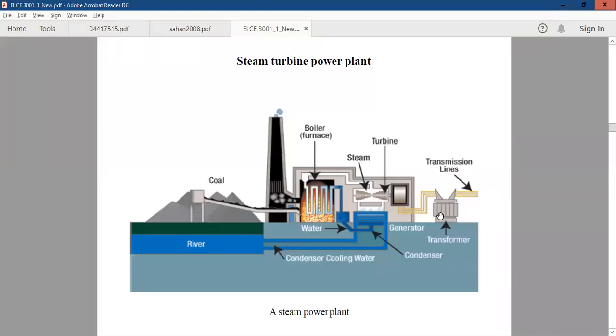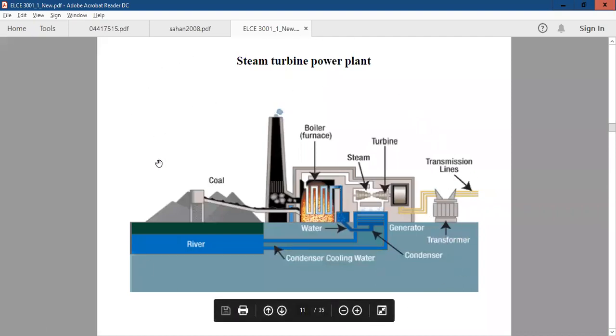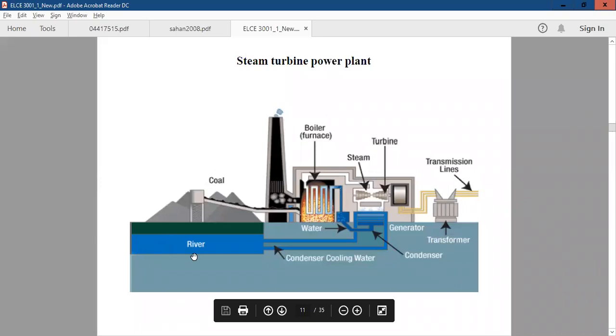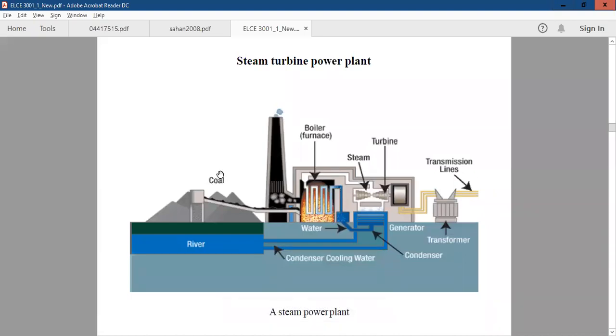Where or when is this type of power plant suitable to use? This type of power plant is suitable to use when a large amount of electrical power is needed, and when fuel and water are available. Don't forget, the fuel for this type of power plant is coal.